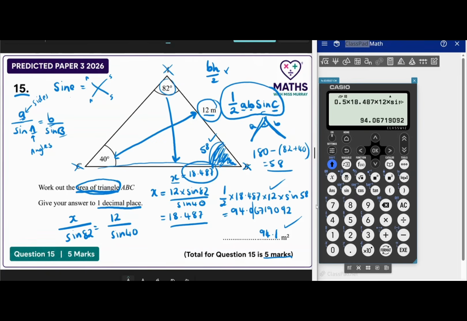I would highly recommend going over sine and cosine if that's something that you're not confident with, because you get given the formulas, you just need to know how to use them.